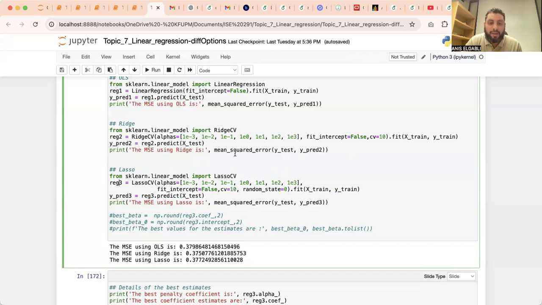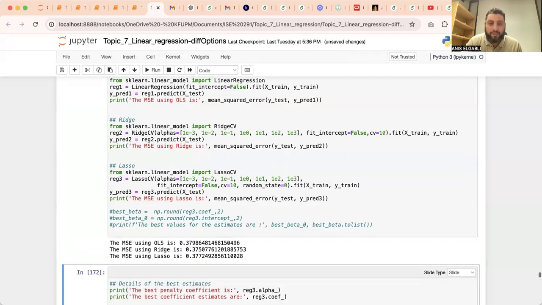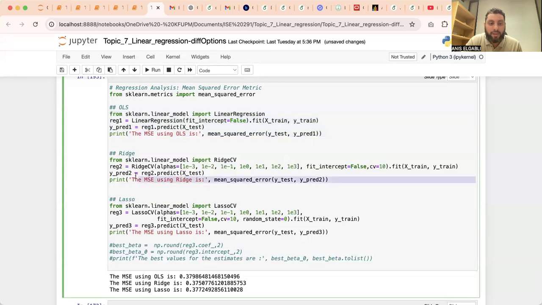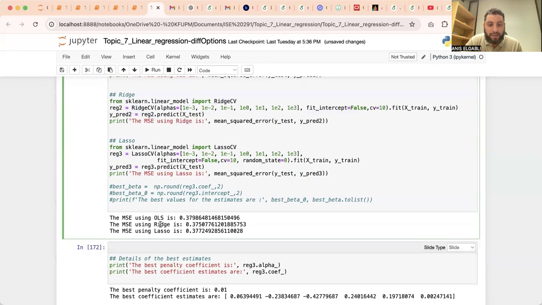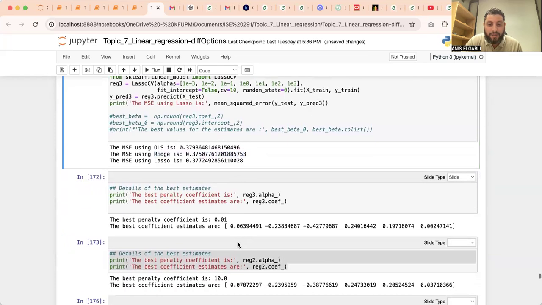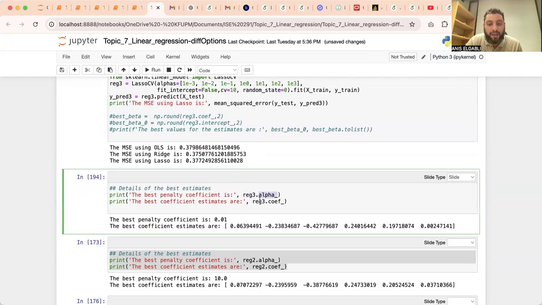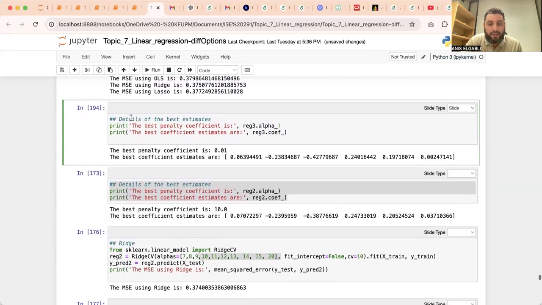Now we're going to look at what we get from running all of these different choices for the regressors as well as the hyperparameters. As you can see, interestingly, Ridge has achieved the minimum error. These are the best hyperparameter alpha and coefficients for Lasso, not for Ridge. Let's look at the Ridge here.